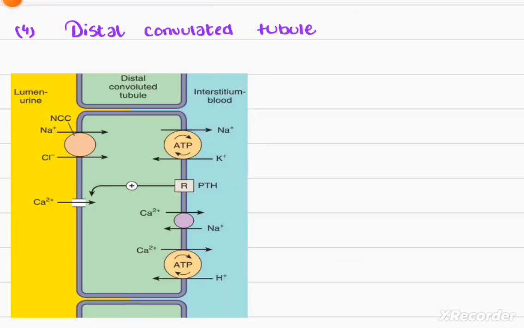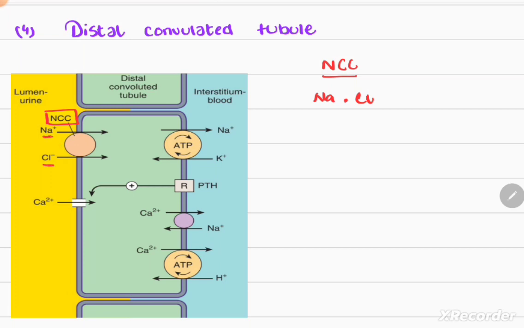So now we have the other part, which is called the distal convoluted tubule, and only about 10% of the filtered sodium chloride is reabsorbed in the distal convoluted tubule. So we have a channel known as NCC, the sodium chloride channel, which works in the distal convoluted tubule. This channel causes reabsorption of sodium and calcium.